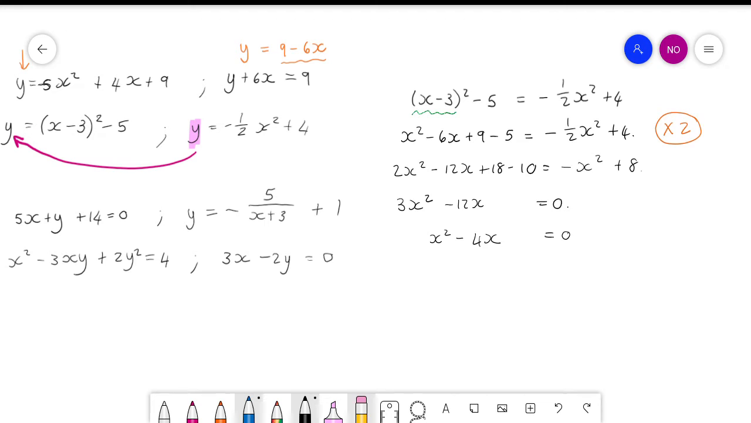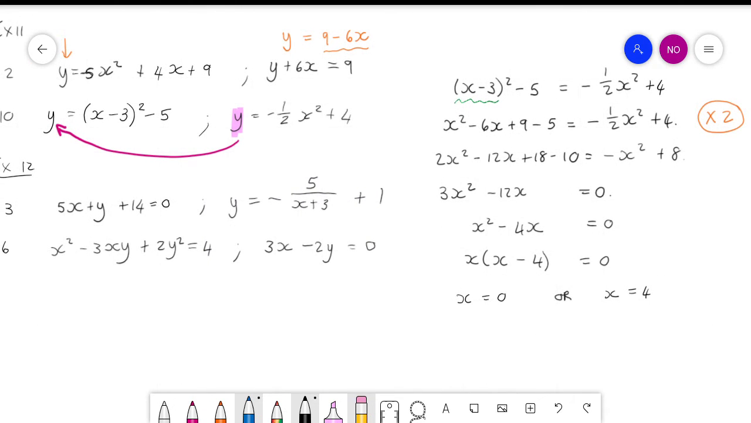Okay, ek het net aan albei kante gedeel deur 3. And then I factorize the x out. So my one solution for x is 0. And my other solution is 4. Now what? What am I missing? The y values. Okay. You don't have a question? Okay. So now you have to go and substitute it back into either one of the two equations.